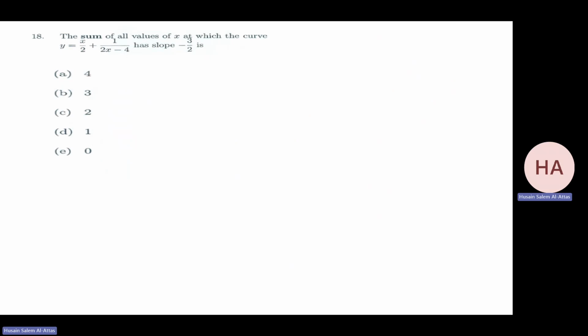The sum of all values of x at which the curve has this slope. That means what? M tangent on this f of x. Yes, the slope. So f prime at x, the curve has slope f prime at x equals minus 3 over 2. This is what I'm looking for. So I need to find f prime at x first. F prime is what? Half plus the derivative of 1, which is 0, it will be minus 2 over 2x minus 4 squared.